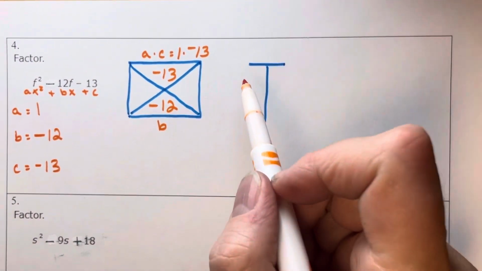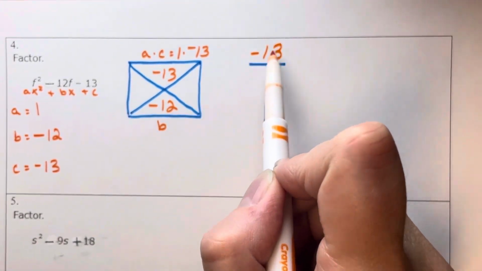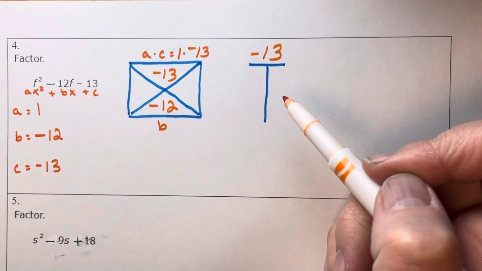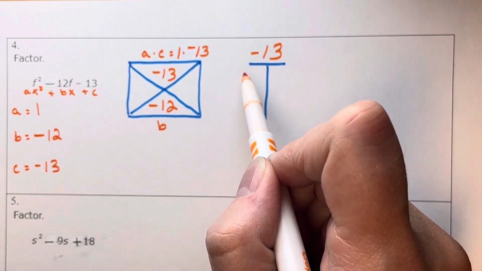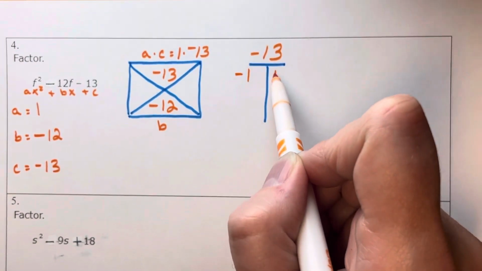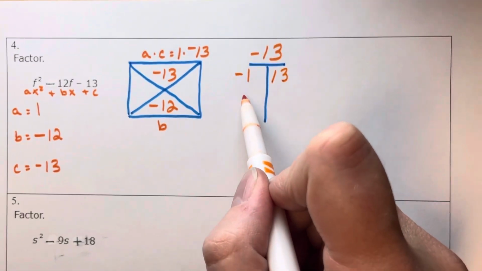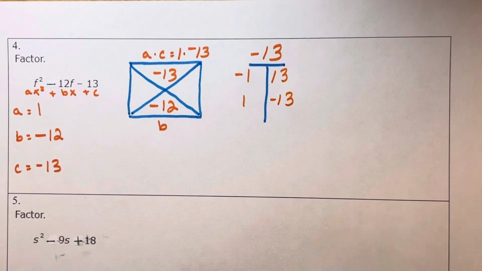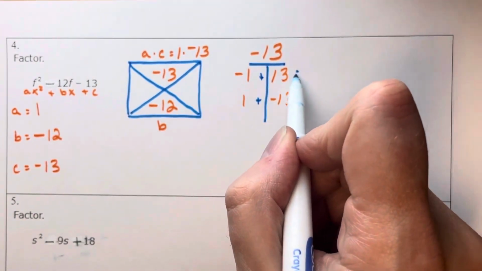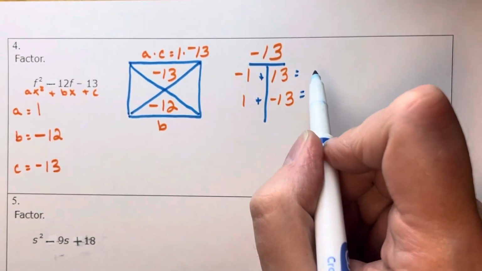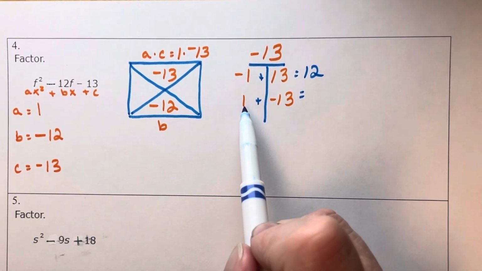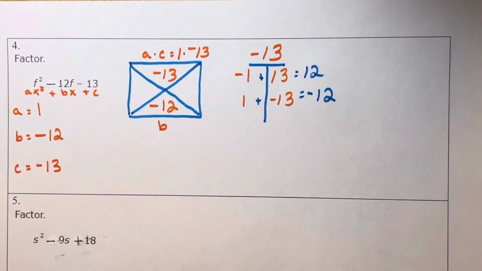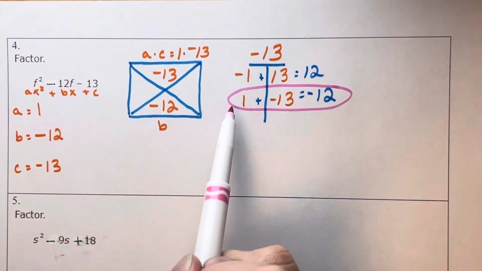In our second graphic organizer, we're putting our negative 13 on the top of our T-chart, and let's find all of the pairs that could multiply to make negative 13. So we could have a negative 1 times a positive 13, or we could have had a positive 1 times a negative 13. So let's go add them together and see what we get. So let's see, negative 1 plus 13 gives me a positive 12. And positive 1 plus a negative 13 gives me a negative 12. Do you see what we need? There's the negative 12 that we need.